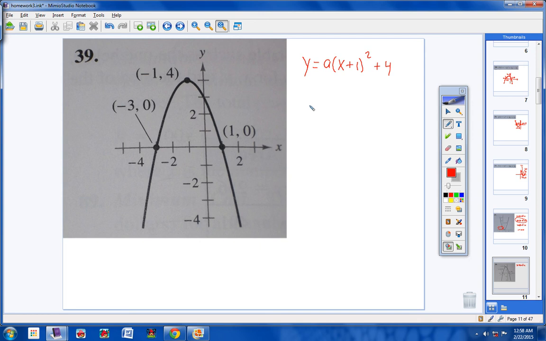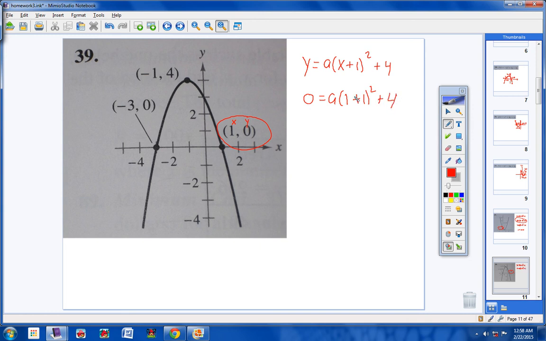Now I've got to solve for a. Now, here's the problem. You students are like, well, Mr. Earhart, do I use this point here or this point here? Well, if you've got a little extra time, try it both ways and you'll see it doesn't matter. You get the same answer either way. I'm going to use this point here, okay? So where the y is, I'm going to put a 0 because this is my x, this is my y. And for my x, I'm going to put 1. So 1 plus 1, quantity squared, plus 4, okay?